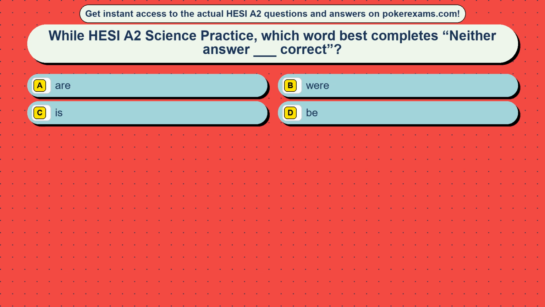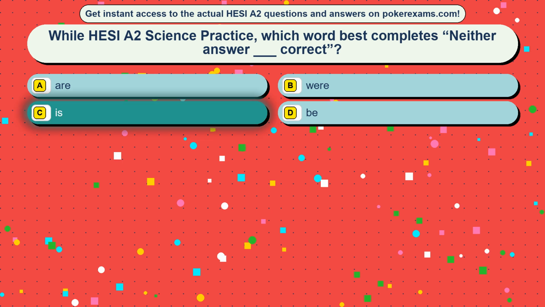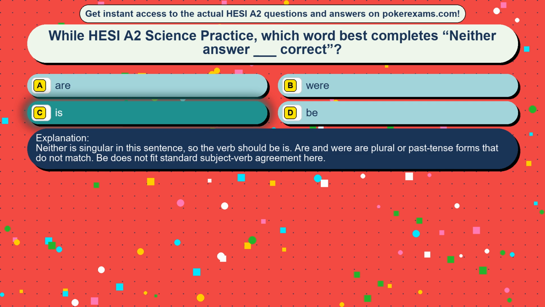Question 37. While HESI A2 Science Practice, which word best completes "neither ___ answer is correct"? Option A, are. Option B, were. Option C, is. Option D, be. The correct answer is option C, is. Neither is singular in this sentence, so the verb should be is. Are and were are plural or past tense forms that do not match. Be does not fit standard subject-verb agreement here. Question 38.